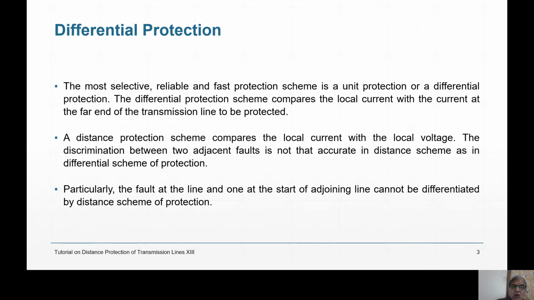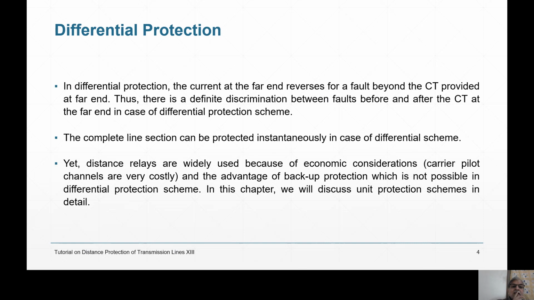So, if we go further, what actually happens in differential protection is that when the fault is in zone, the current at the far end reverses for the CT, because you see it is an interconnected system. Therefore, current reverses. This reversal of current makes the system very accurate. If the fault is beyond the CT, then there is no reversal. That is the beauty of the scheme. The complete line section can be protected instantaneously, not a part of it, in case of differential.